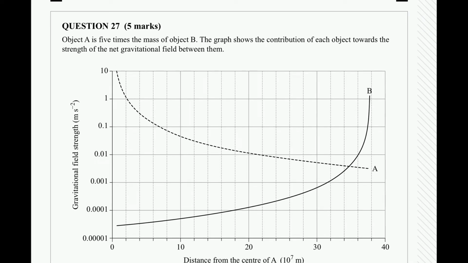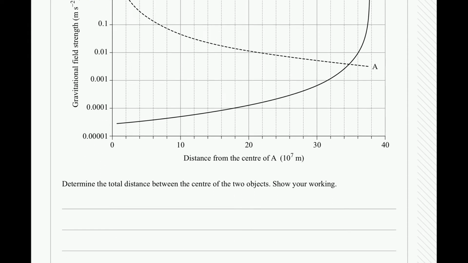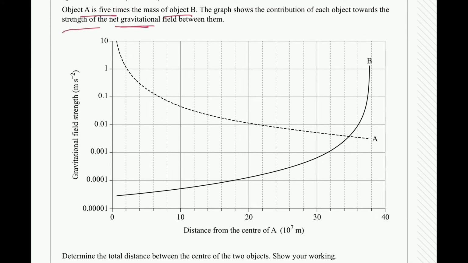Okay, so question 27. Object A is 5 times the mass of object B. So this is going to be an important thing to remember. The graph shows the contribution of each object towards the strength of the net gravitational field between them. All right, determine the total distance between the center of the two objects. Show your working. So I'm going to take a stepwise approach again with this problem. First, let's discuss and have a look at what's going on in the graph, because there's 2 lines and I want us to break it down and understand what's happening.